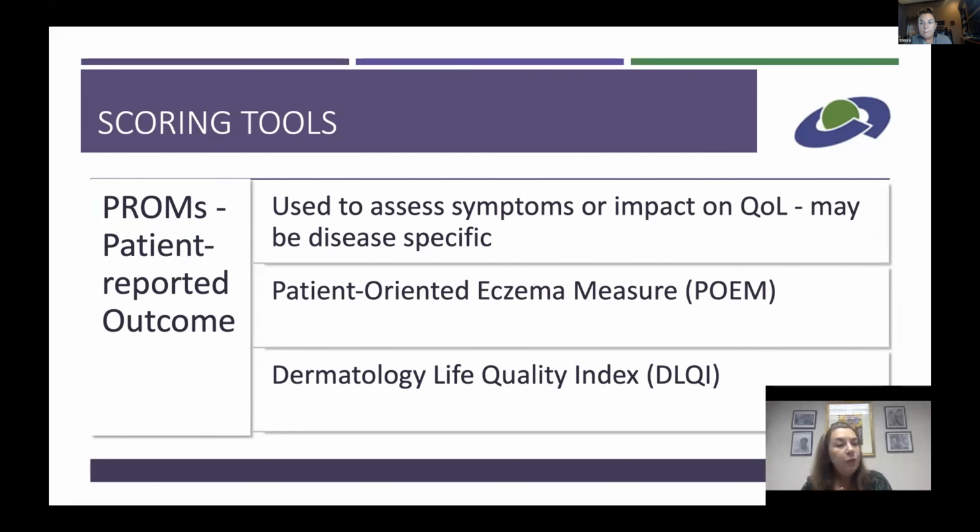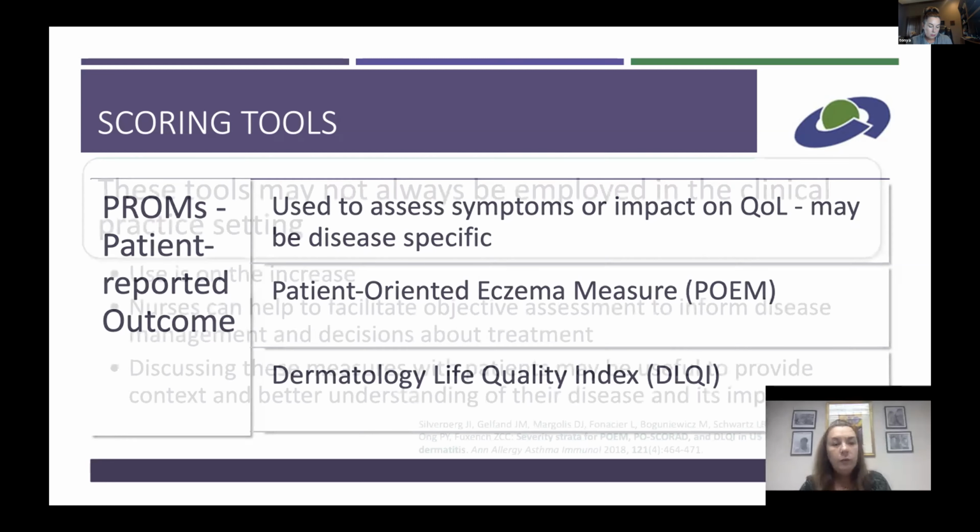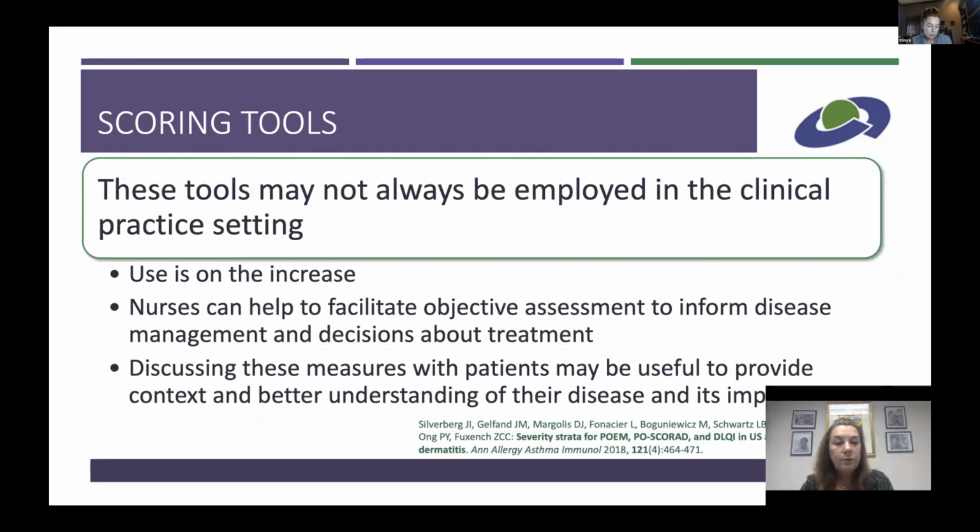There are many different patient-reported outcomes when it comes to AD and different tools. Most of these assess quality of life and can oftentimes be disease-specific, but not always. So there are things like the Patient-Oriented Eczema Measure and the Dermatology Life Quality Index as recommended tools. But the truth is, these tools may not always be employed in the clinical setting.